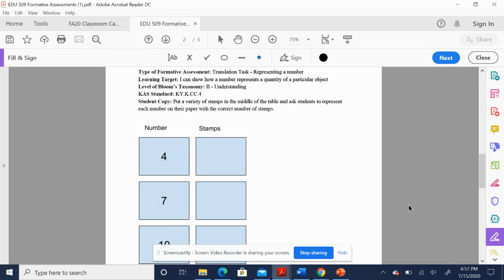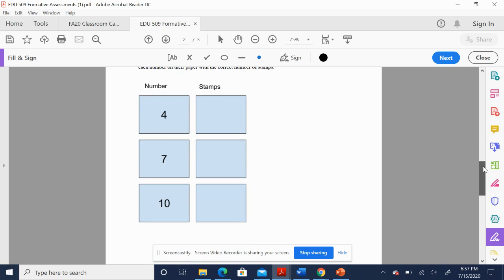So what this person has said they're going to do is put some stamps in the middle of the table and ask students to represent each number on their paper with the correct number of stamps. So does that activity show that a student can show a number representing a quantity? Yes, it does. Does it prove that students are going to count in order and be able to count with the number of objects they have? It matches the standard. It matches the learning target. That's exactly what we want to see.